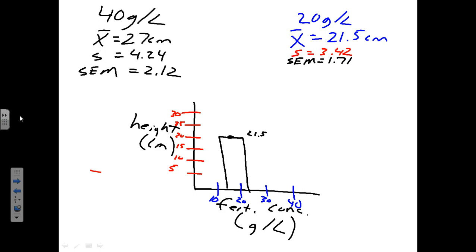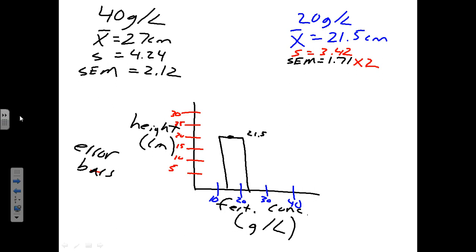Now let's talk about what this 95% confidence interval thing means. What we've got to do next is use what are called error bars. And here's how an error bar is going to work. For this 20 gram per liter sample, our standard error of the mean was 1.71. So if we want to get a 95% confidence interval, we need to go up 2 times that from the mean, and we also need to go down 2 times it from the mean.